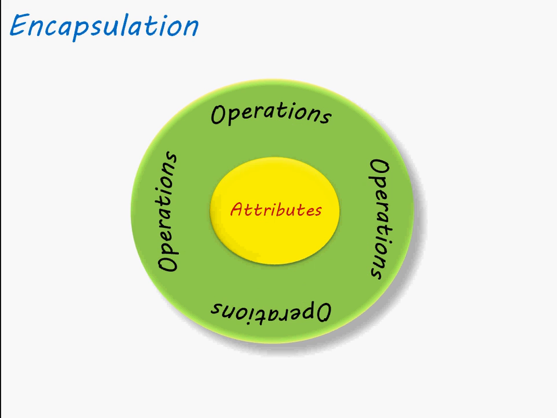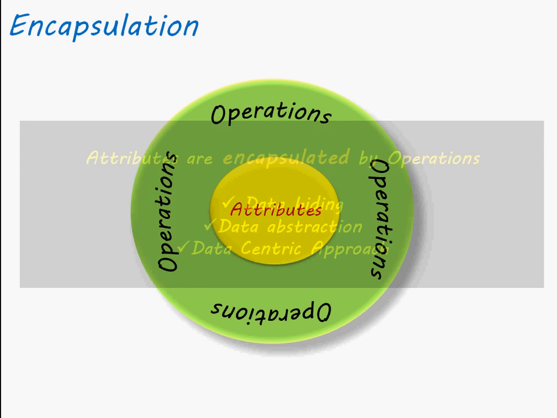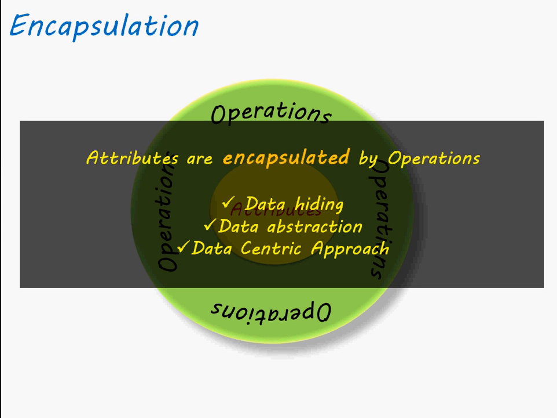Now, what is encapsulation? We know that there are attributes. As we understood, the operations affect the attributes. So, attributes are encapsulated by operations. So, what are we achieving by this? We are hiding the data, or we are abstracting the data around the operations. So, this is called a data-centric approach because the data or the attributes are in the center and the data itself is accessed by different operations.